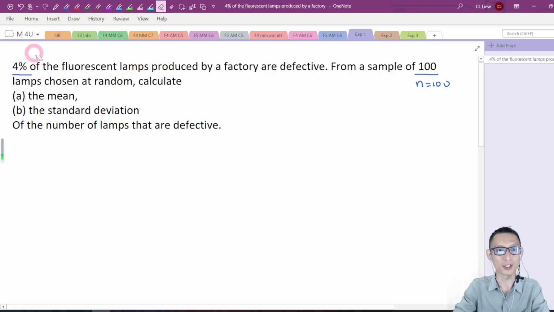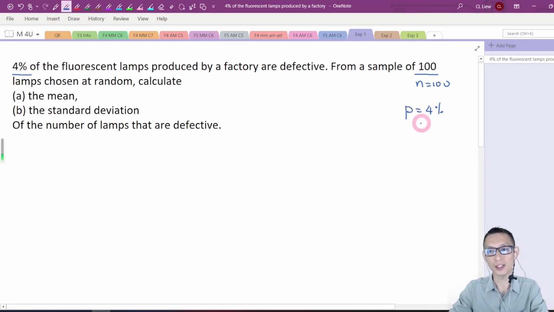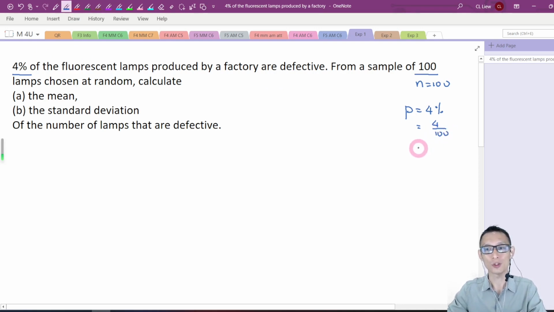Let me write over here. p is equal to 4%. 4% is equal to 4 over 100, which is equal to 0.04. So this question is pretty straightforward. We want to find the mean. The formula is np, and for the standard deviation, the square root of npq. So we need n, p, and q. Still remember I told you just now, p plus q is always equal to 1.